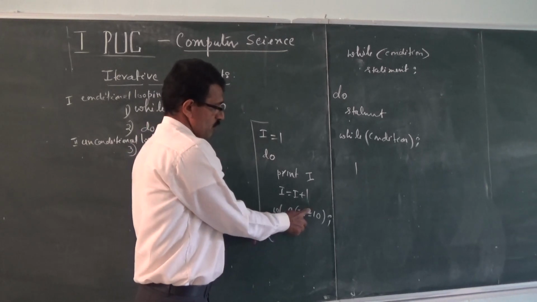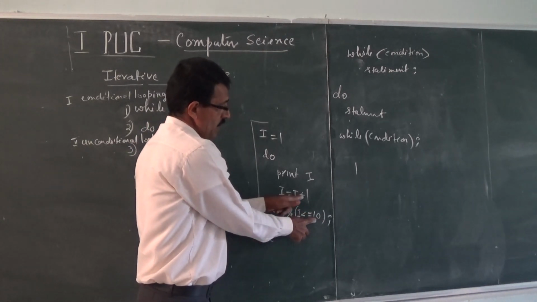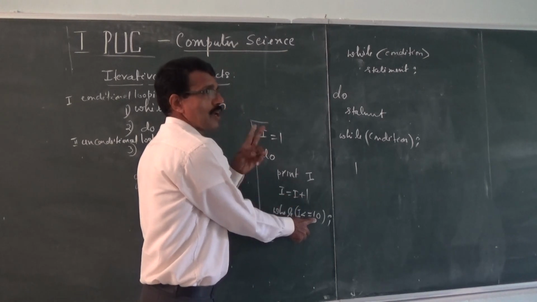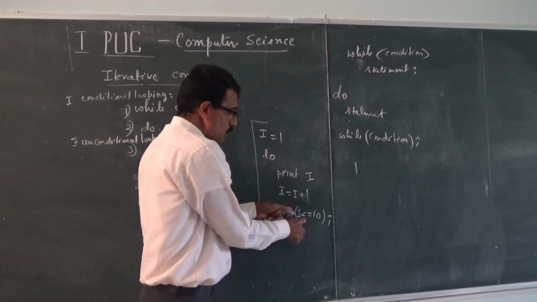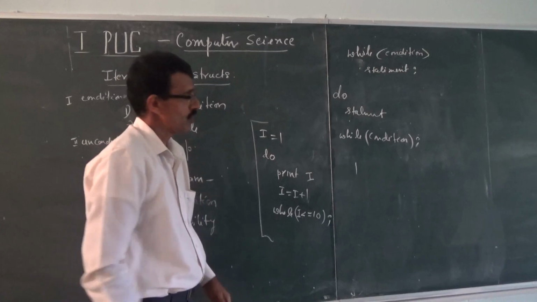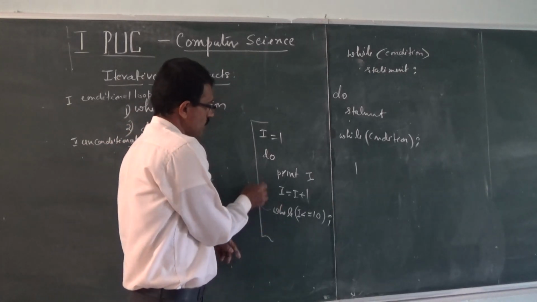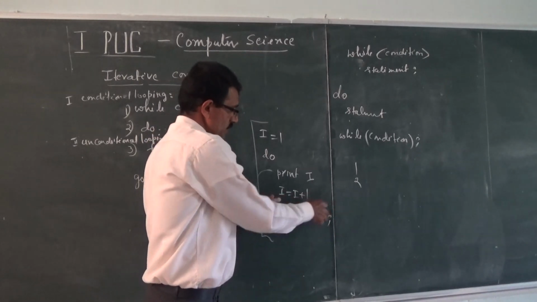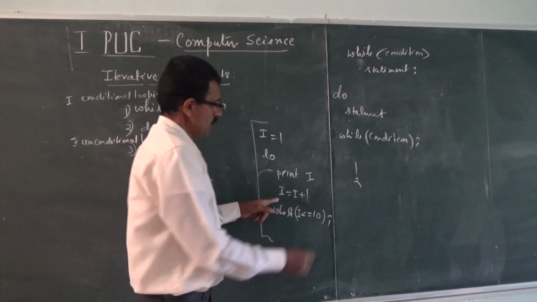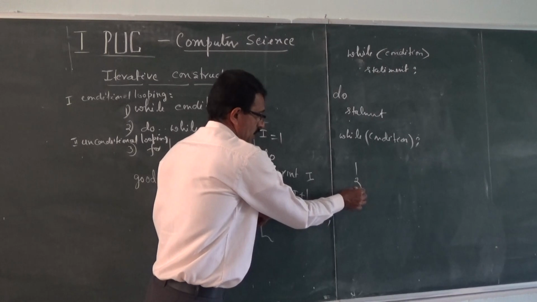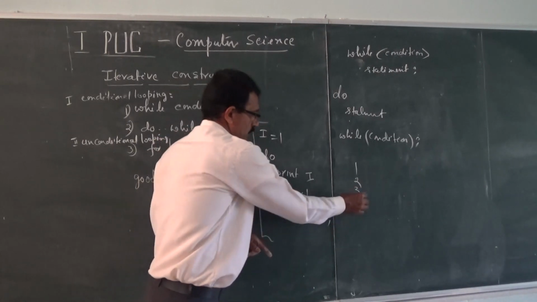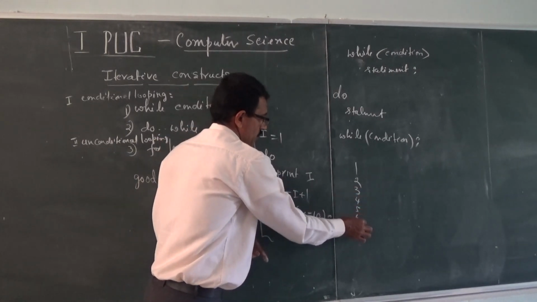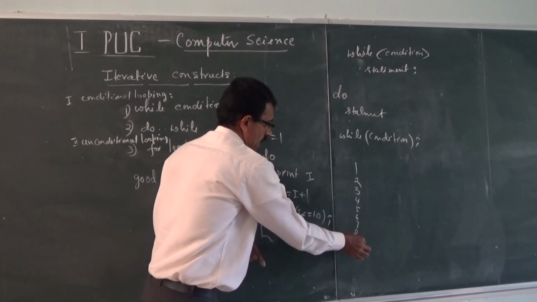Is I less than or equal to 10? I is raised by 1, that means it becomes 2. Is 2 less than or equal to 10? Yes, so once again the same process. It prints 2, and I is raised by 1. That means 3, and then 4, 5, 6, 7, 8, 9.